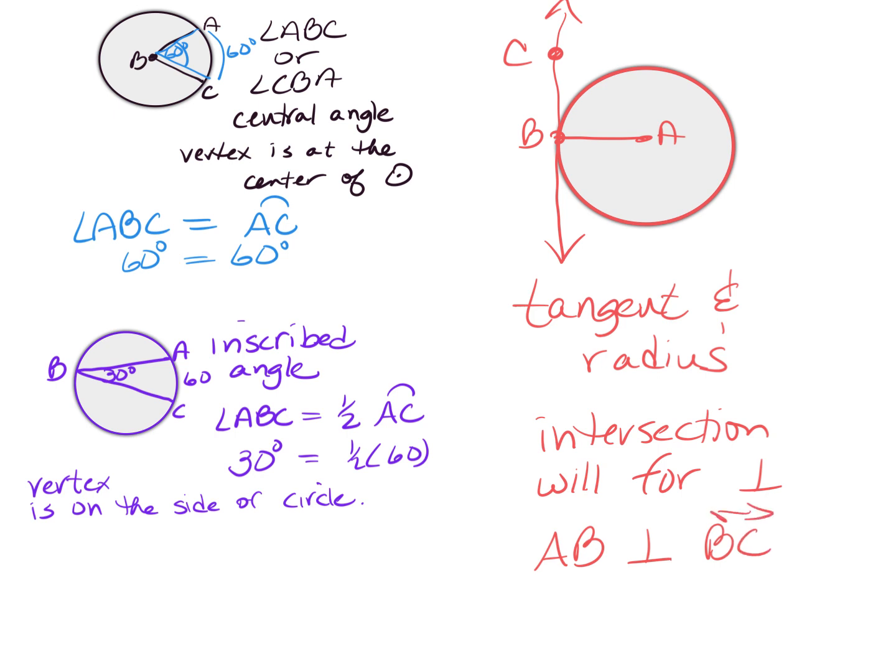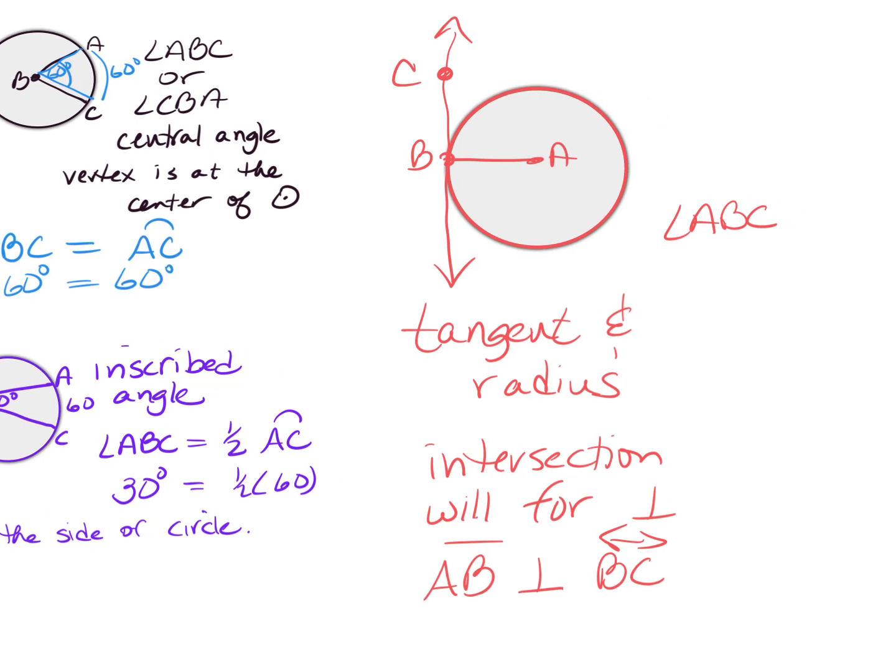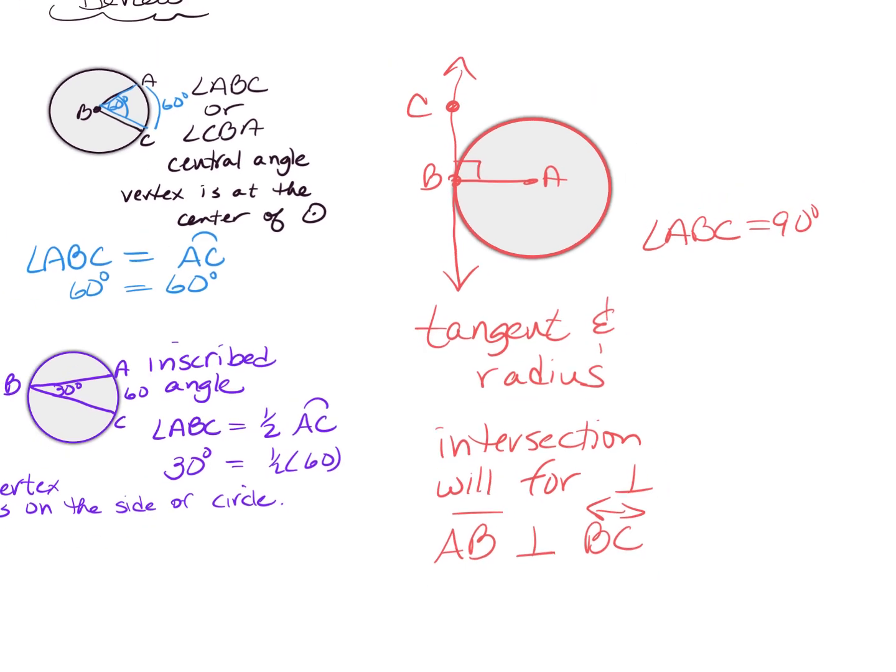And it could be line BC, but this would be a segment. And when you have perpendicular lines, then we know that angle ABC is going to equal 90 degrees. So it's going to form a right angle when you have perpendicular lines. So this was something that's already been covered. It was on the test. Next, we're going to cover the new information that we just talked about today.